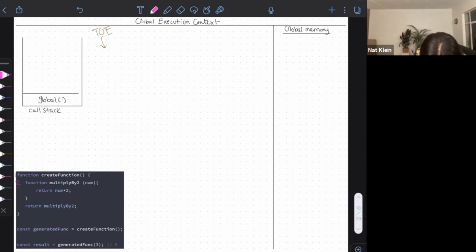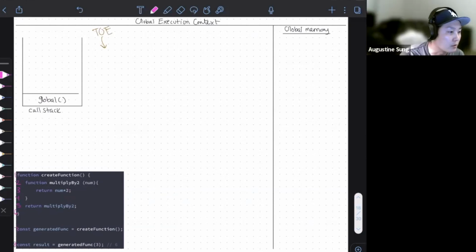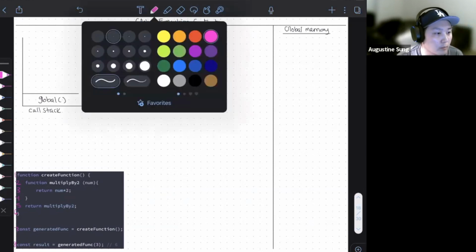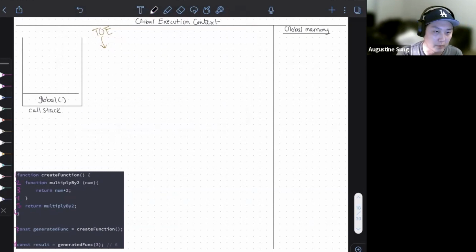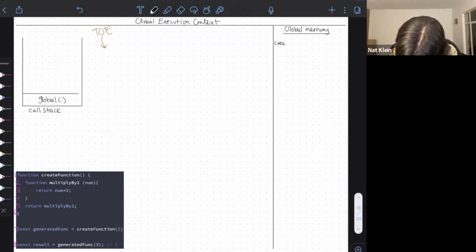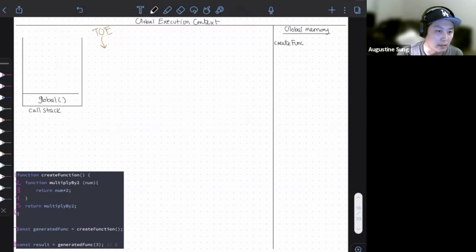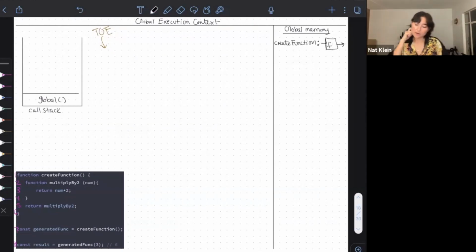Could you let me know what is going on line 1 in our code, Augustine? What do we got to do? Sure. So on line 1, we are declaring a function with the name create function in our global memory. And we are, for now, assigning it the value of the function definition. Awesome. Yes, we declare this function with the label create function in global memory and assign it the value of this function definition.